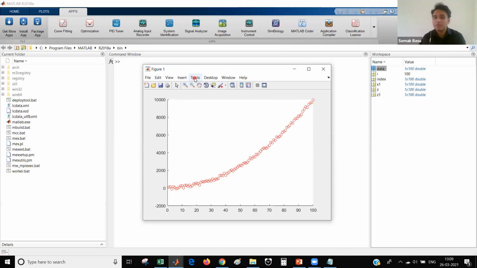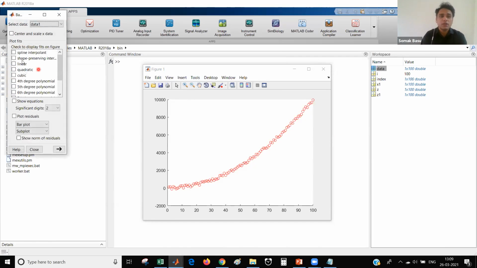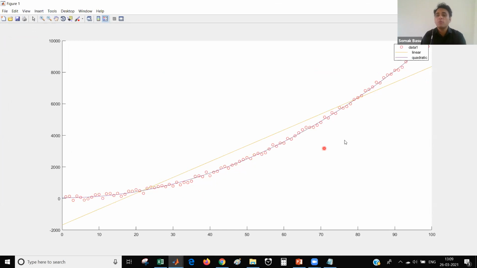Let us try both things because it's moving like a square function. Let us try out the linear function first. See, the linear function is not very accurate. Is it accurate? No, it's not very accurate. Let us go for the quadratic function. See, the quadratic function is much more accurate.